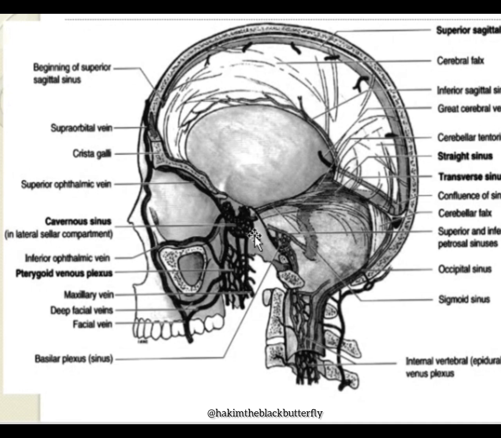This is a cavernous sinus. When you make a sagittal section, you only see one, but at the back of your mind, you have one on the left, and on the other side, you have another one. What are the communications of the cavernous sinus? Posteriorly, what are the posterior communications of the cavernous sinus? We have talked about them. What are they? Posteriorly, what?